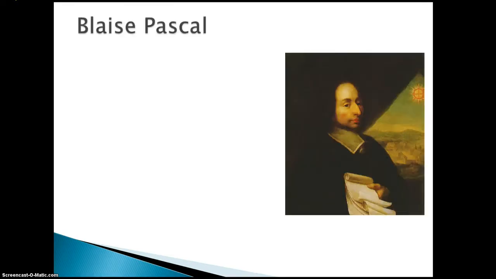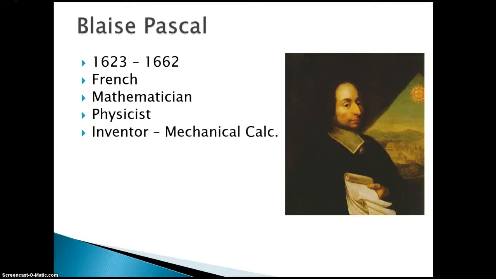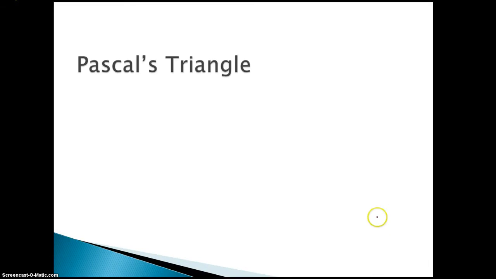Alright, back to our good friend Blaise Pascal, creator of Pascal's triangle. He lived from 1623 to 1662. He was French, a mathematician, a physicist, an inventor, he created the first mechanical calculator, and he was a Christian philosopher. We've got a picture of him over here.